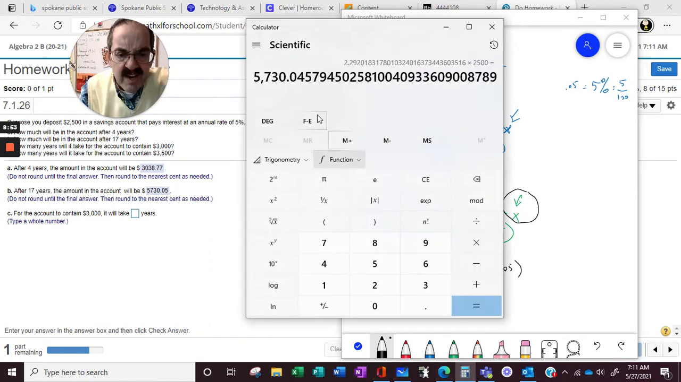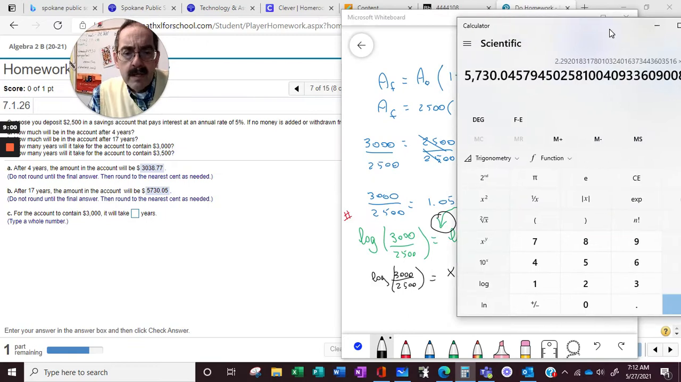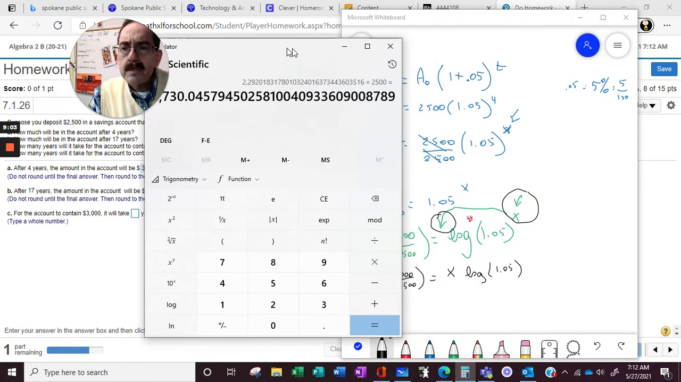So let's just get in here. Now I don't do logs with these. So let's see, do we have a log? There's a log button right there. Okay, so let's move me.